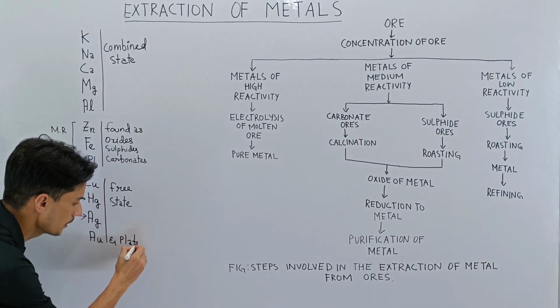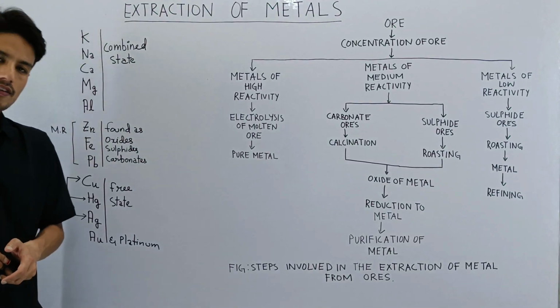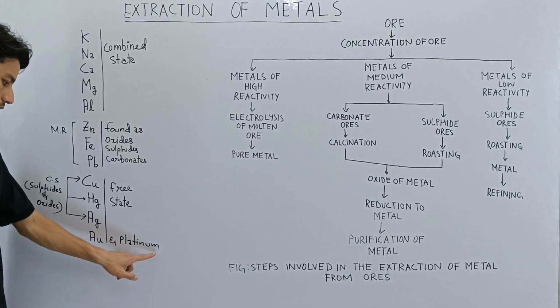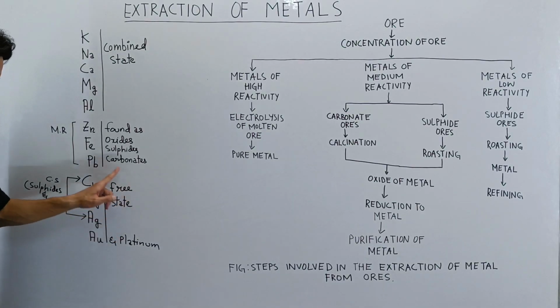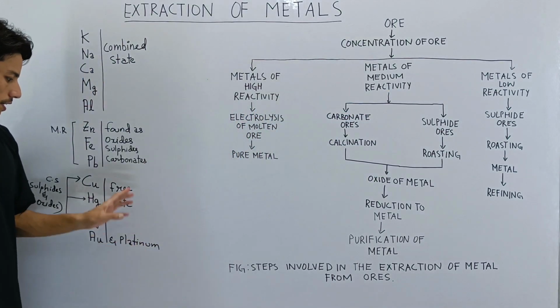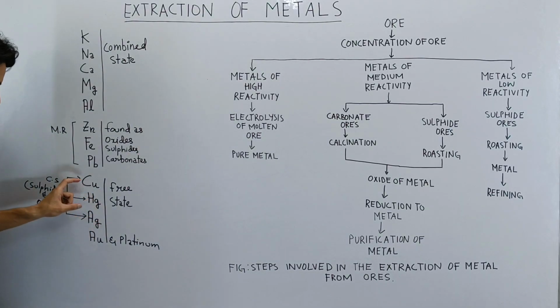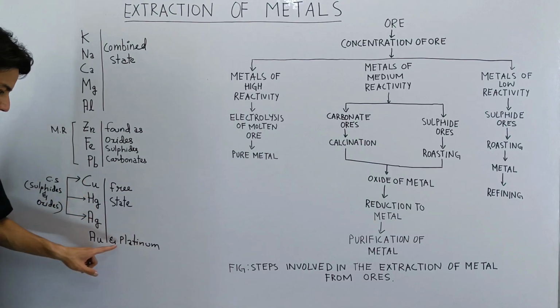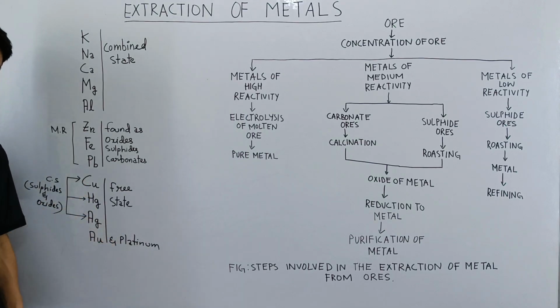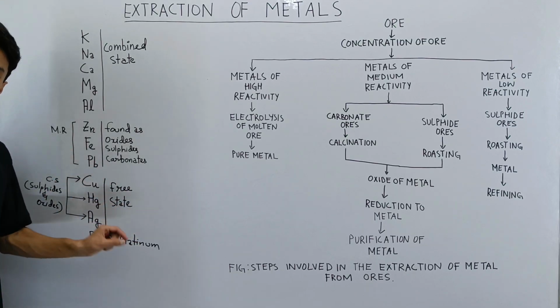Though platinum is not shown here, remember, gold and platinum. These two metals will never ever occur in combined state. They will always occur in free state. Remember that. Though they are grouped in the category of low reactivity, remember that copper, mercury and silver also occur in combined state, sharing similarities with the other metals. But gold and platinum will never be found in combined state. They will always occur in free state.